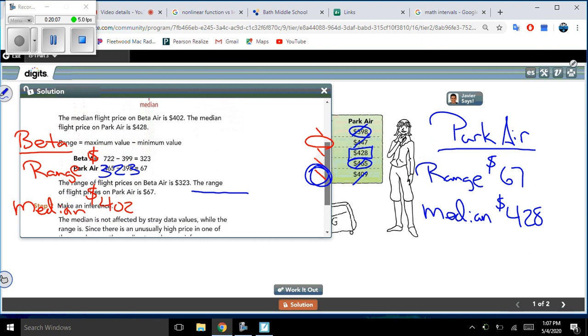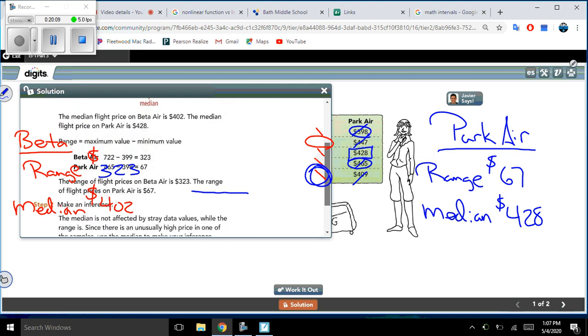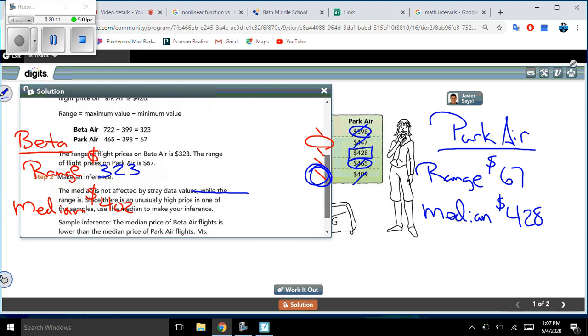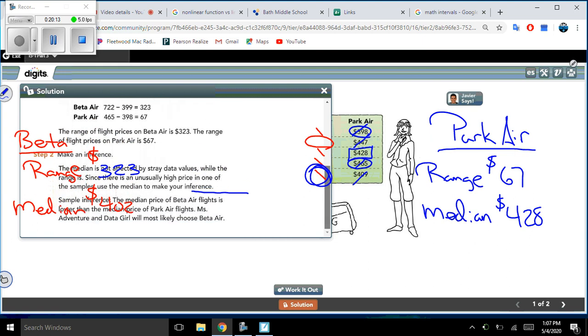So they came up with the same numbers we did, 67 and 428. The range on the flight prices is 67. So the inference is the median's not affected by stray values while the range is. Unusually high price on the samples of the median. So sample might be the median price of beta is lower than the median price of Park. So Misadventure and Data Girl might choose beta. Okay. Again, I think you could argue both sides in that situation.